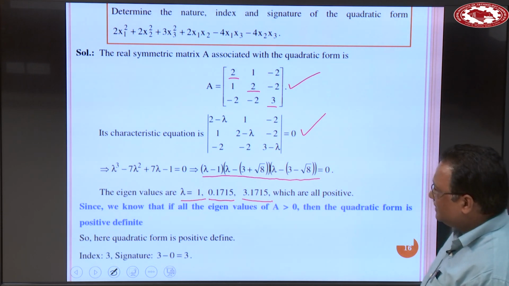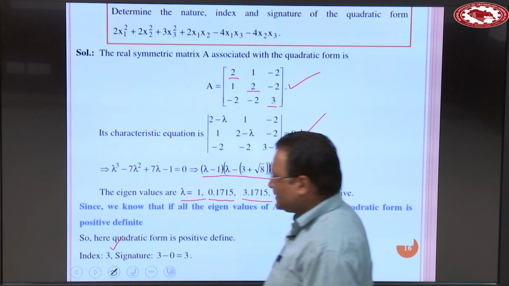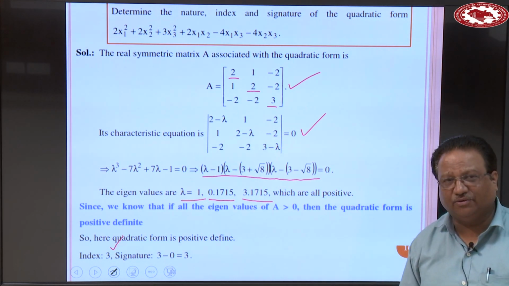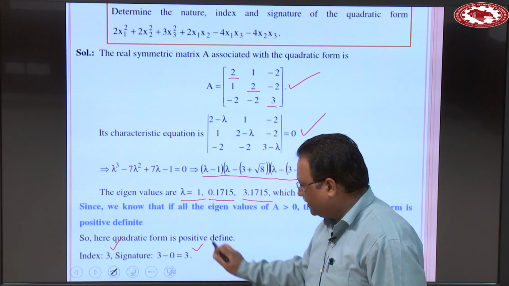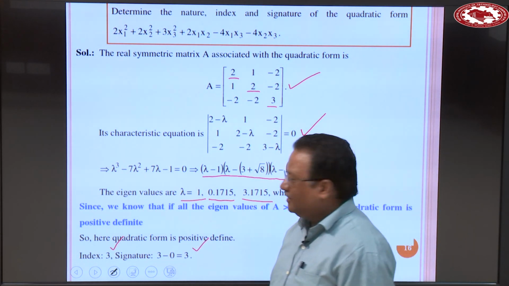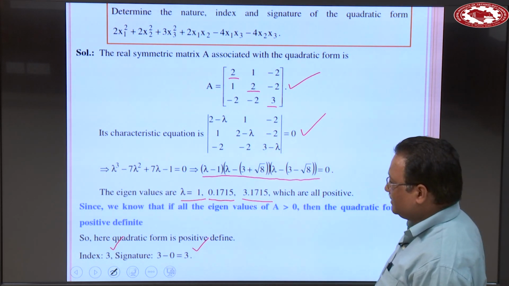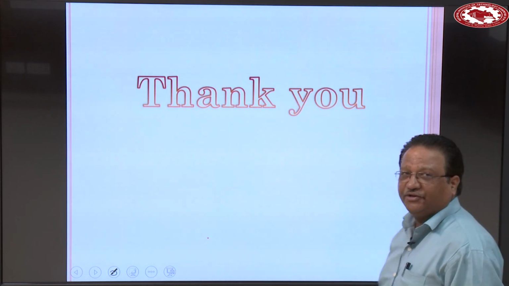So, what is the index? Index is 3, clear, index is 3, and what is the signature? Signature is 3 minus 0, means signature is 3, clear. So, in this way you can evaluate the nature of a quadratic form, index as well as signature. Okay. Thank you very much.